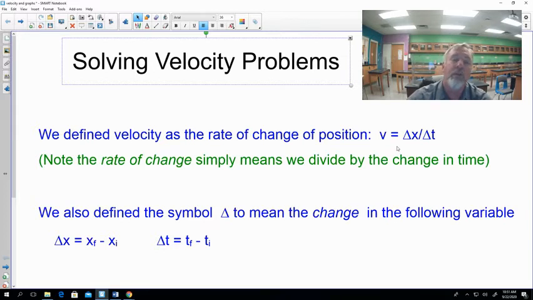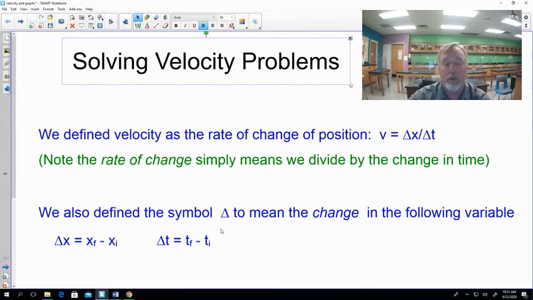And when we say rate of change of something, all we mean is we're dividing whatever it is by time. So we could talk about the change of position, the change of distance, the change of momentum, the change of energy. All we mean by the rate of change is we're taking the change of that variable and dividing it by the amount of time.